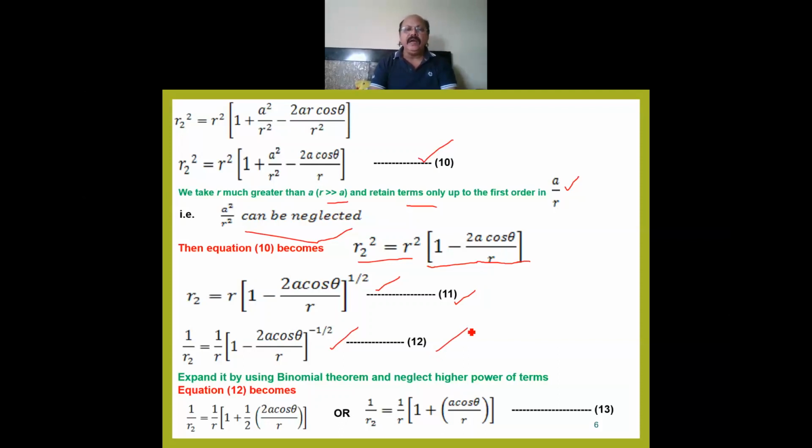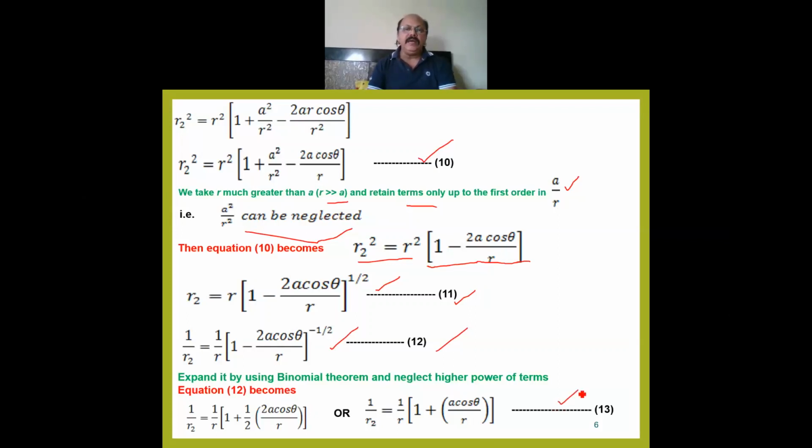Similarly, as you have done earlier, expand it by using the binomial theorem and neglect the higher power terms. So equation 12 becomes 1 upon r2 equals 1 upon r within bracket 1 minus, and minus 1 by 2, so that becomes plus 1 by 2, 2a cos theta upon r, or this 2 and 2 get cancelled. Then you will get 1 upon r2 equals 1 upon r within bracket 1 plus a cos theta upon r, that is equation number 13.